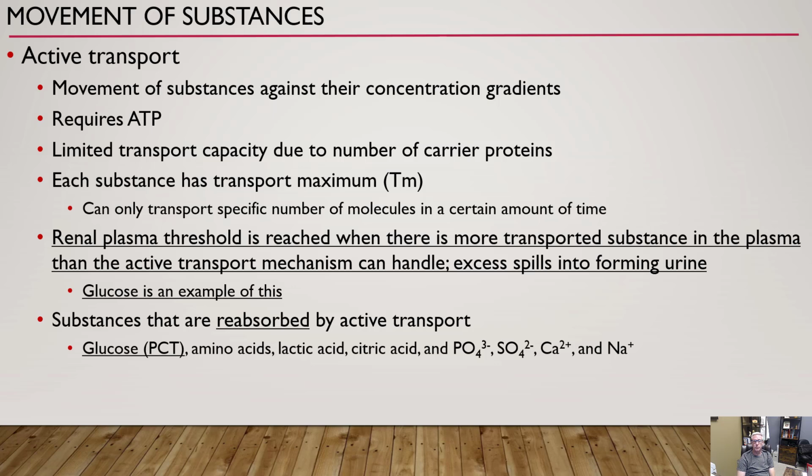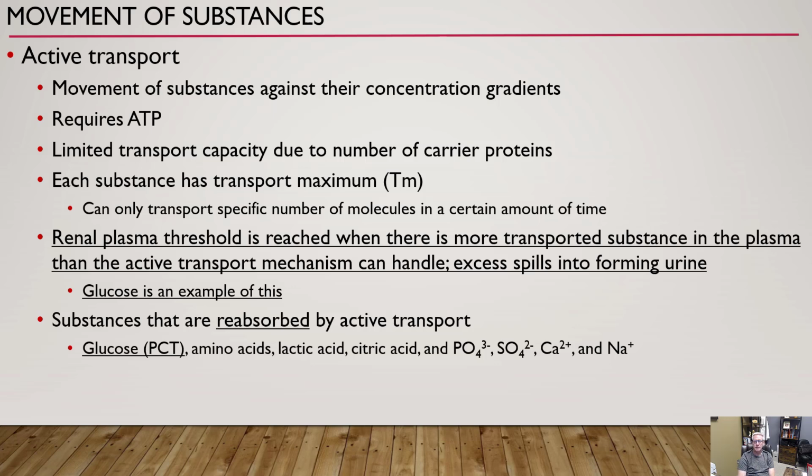And then you would have this, it says renal plasma threshold is reached when there is more transported substances in the plasma than the active transport mechanism can handle. So in the sodium case, we would have a renal plasma threshold because we can't transport as much sodium as we need to or as we would like. So we have an excess of sodium.